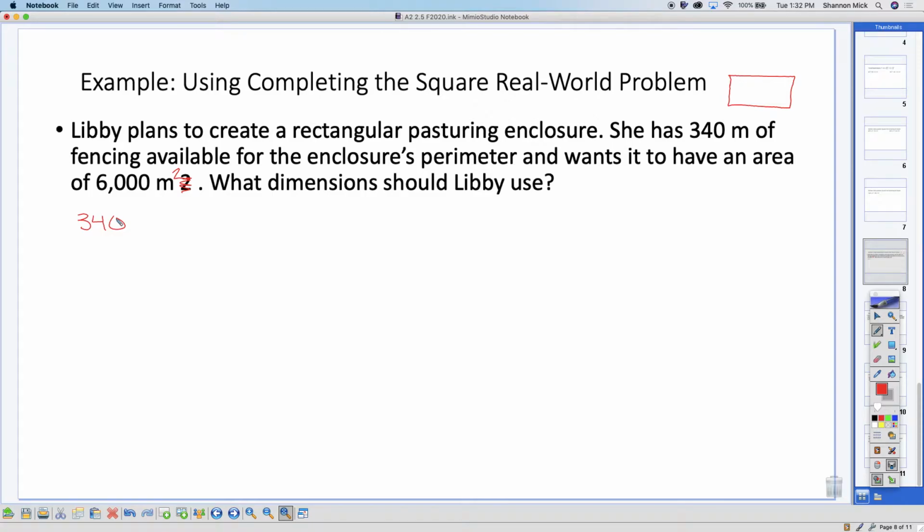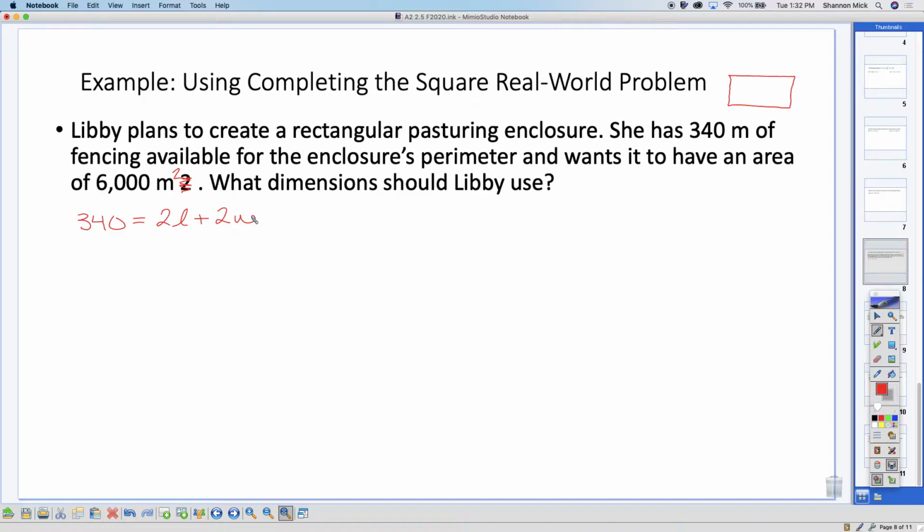Divide by 4. Didn't say it was a square. Oh, yeah. I'd have two lengths and two widths, yes? So I'd have 340 equals 2 lengths plus 2 widths. Just using what I got, right?